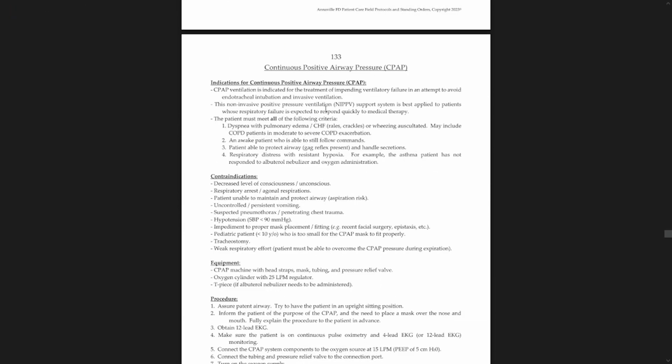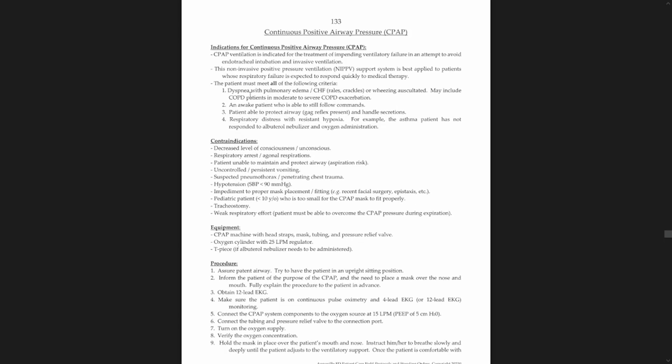For CPAP, or continuous positive airway pressure, CPAP ventilation is indicated for treatment of impending ventilatory failure in an attempt to avoid endotracheal intubation and invasive ventilation. This non-invasive positive pressure ventilation, or NIPPV, support system is best applied to patients whose respiratory failure is expected to respond quickly to medical therapy. The patients must meet all of the following criteria. They must have dyspnea with pulmonary edema, CHF, such as rales, crackles, or wheezing auscultated.